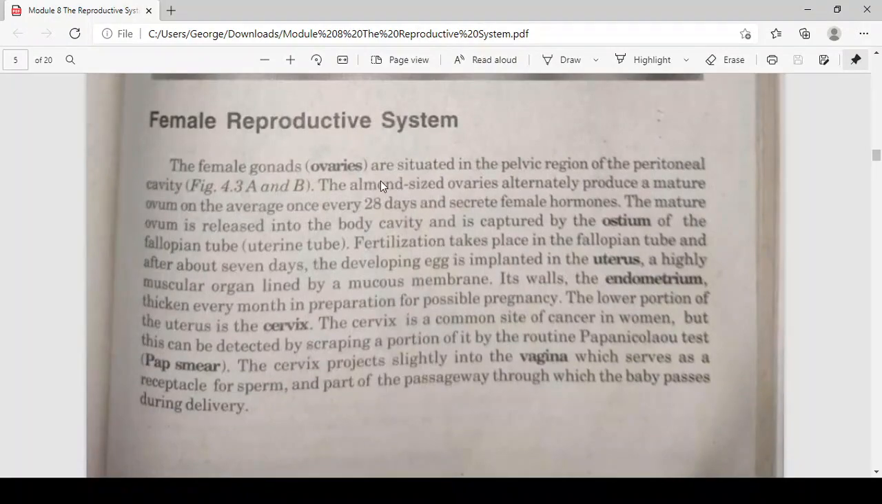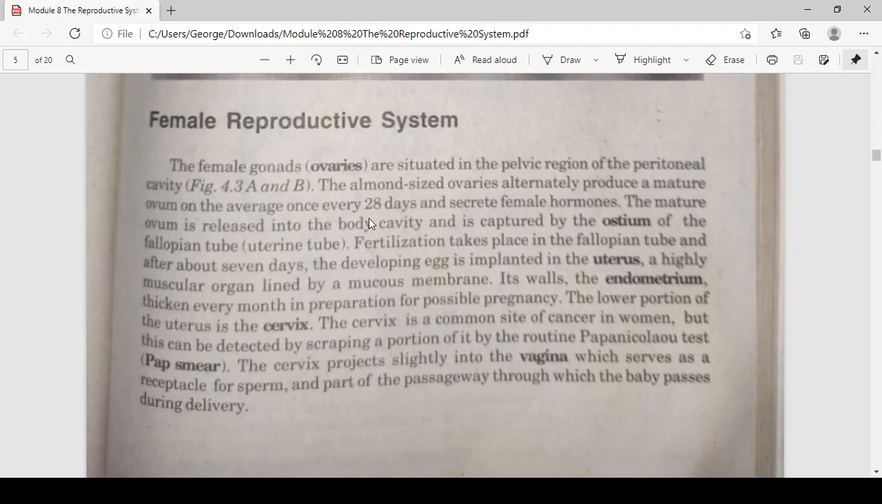Female reproductive system naman natin, kids. Again, tandaan nyo lang kung ano ang naka-bold letters dire. The female gonads, ovaries, are situated in the pelvic region of the peritoneal cavity. The almond-sized ovaries alternately produce mature ovum on the average of once every 28 days and secrete female hormones.